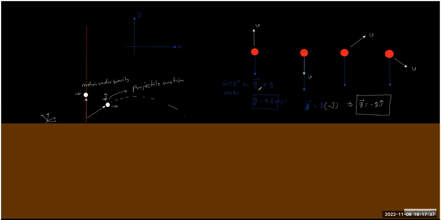So G vector we write as minus G j cap. Now let me tell you something really interesting. The moment we talk about one dimension motion, whether horizontal or vertical or in any direction, in one dimension we prefer not to write i, j, k or arrow, because it is understood that in one dimension we have to deal with just two directions: either right or left, up or down, this way or the opposite way.